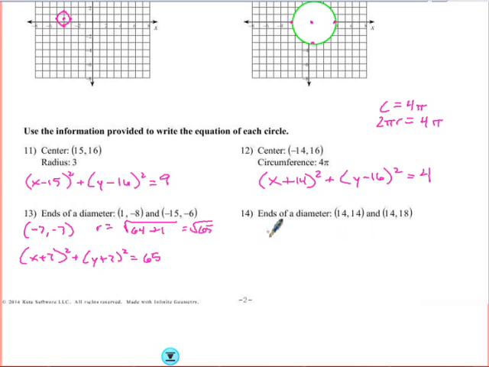Let's do another one here at the ends of the diameter. The center here is 14 and 16. You should notice right away that all the x values are 14, so that makes it pretty easy to find that the radius is 2. From 16 to 14 is 2, from 16 to 18 is 2. So then this is just x minus 14 squared plus y minus 16 squared equals 4. Page 2, done.